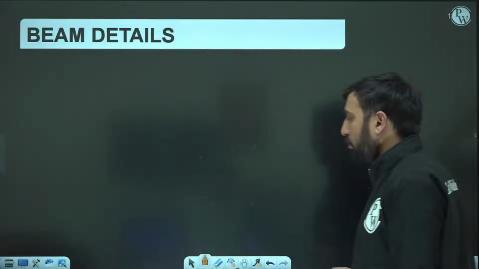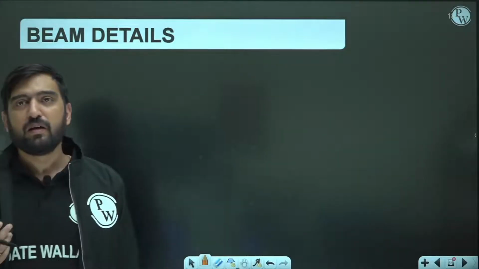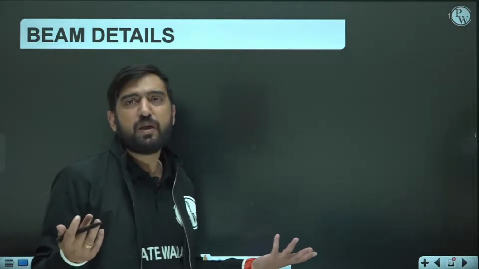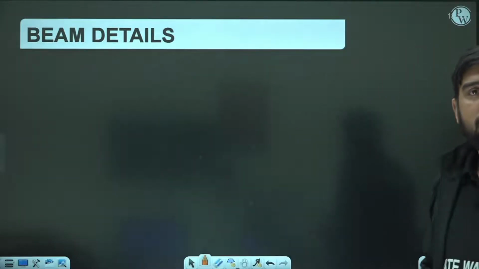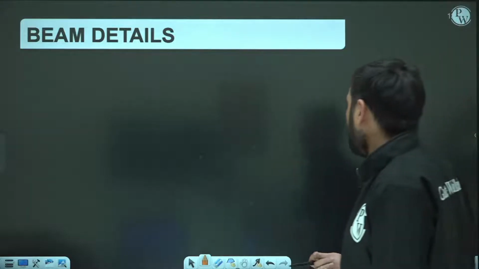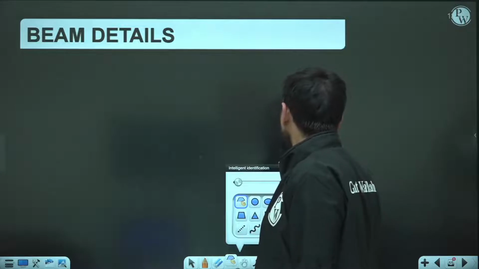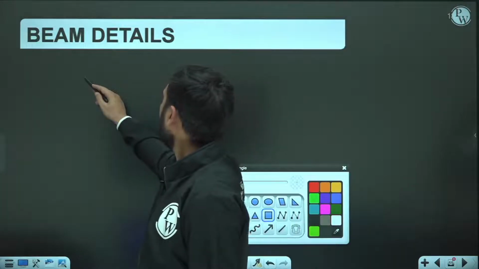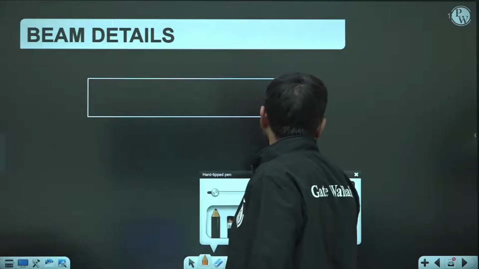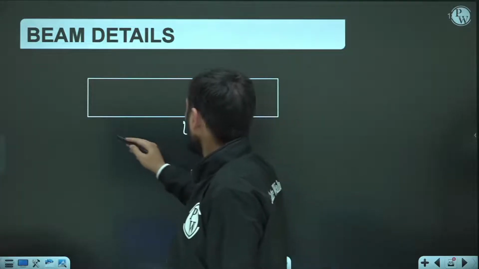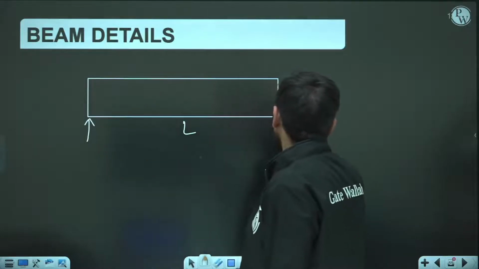Okay. Now, I am going to show you how to analyze a simple singly reinforced beam by using the concept of working stress method. So, what we can do here, let me draw a simple beam for you guys, only from detailing point of view. So, this is the length of the beam. Let's suppose this is a support condition. Let me call it simply supported beam.